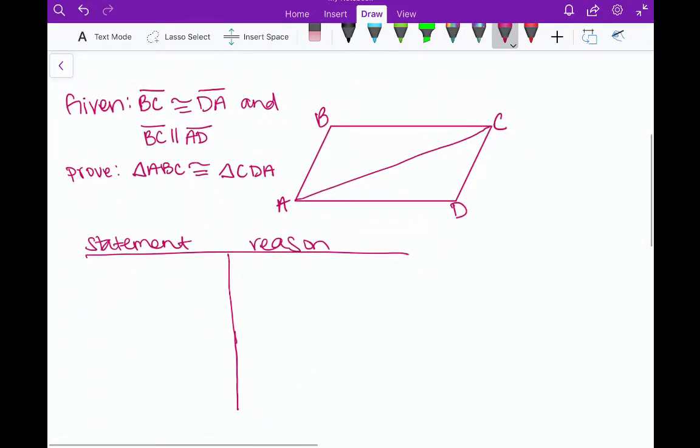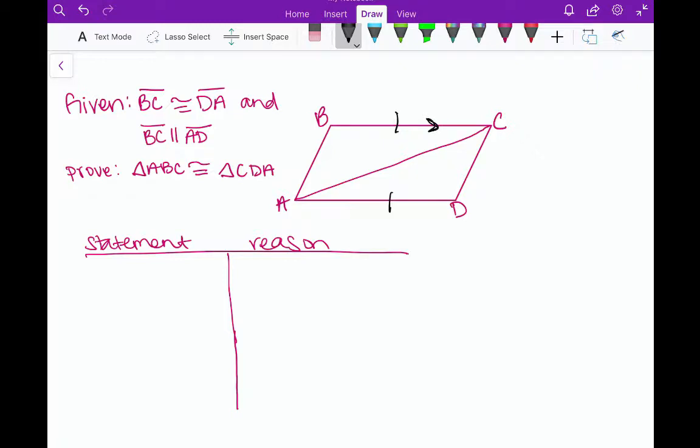So we're going to do a proof to show this. So given that BC is congruent to DA, and that BC is parallel to AD, so this is how we mark parallel. So if that's parallel, then that means we have a transversal here. So this is our transversal. And we know some theorems about parallel lines cut by a transversal. So we're probably going to need to use that.